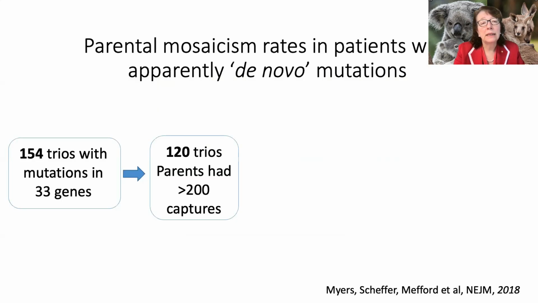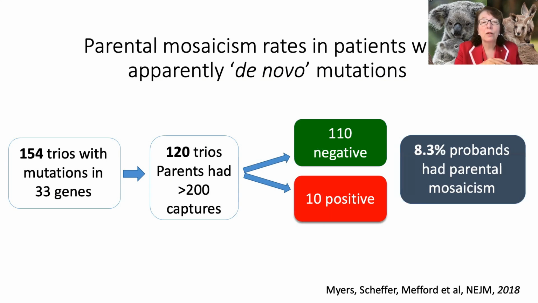And in this study that we did with Heather Mefford and Candace Myers, we looked at 120 families with children with developmental and epileptic encephalopathies, and we looked at their parents of the children, where they thought that the parents did not have the mutation, but we looked at mum and at dad 200 times for their child's mutation. There were 33 different genes represented, but each child had an abnormality of 1 gene. So what did we find?